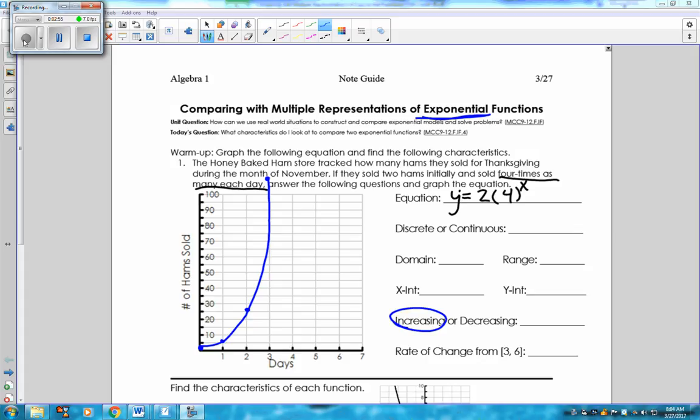There is no x-intercept. My domain is negative infinity to positive infinity. What about my range? What's my range? Range are my y values. What's the smallest y value I have? 2. And I drew that on the wrong one.